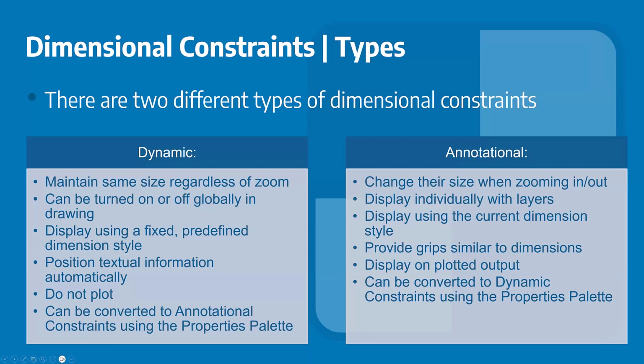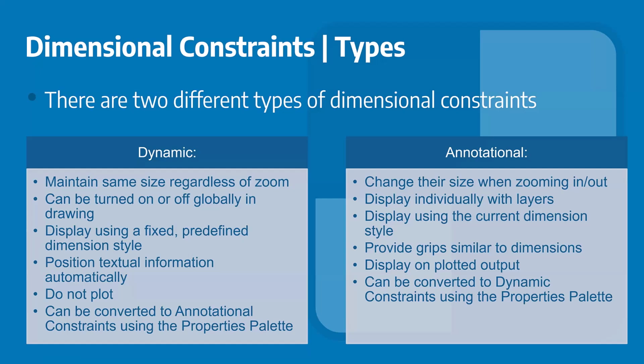If you're using annotational dimensional constraints, they will change their size when zooming in and out. Similar to when we have annotation assigned to an object, when we change our drawing scale, the scale will change and will be associated with the dimension. It will also change the size when you're zooming in and out. You will have control over the layers that the annotational dimensions are placed on, and they will display using the current dimension style.